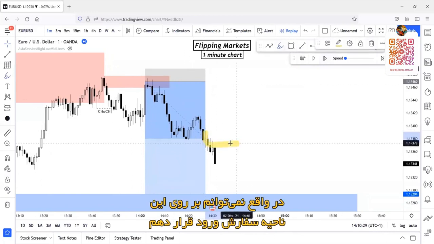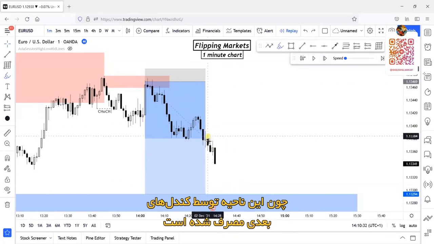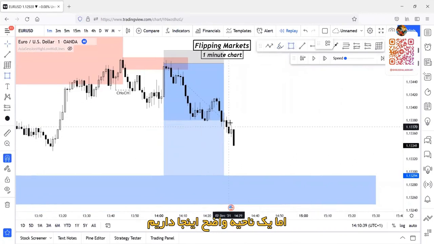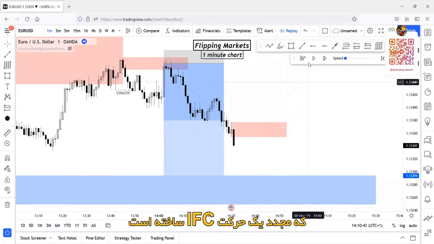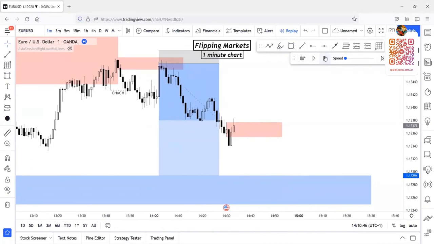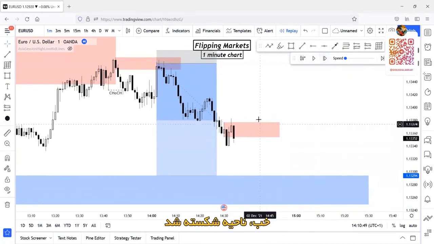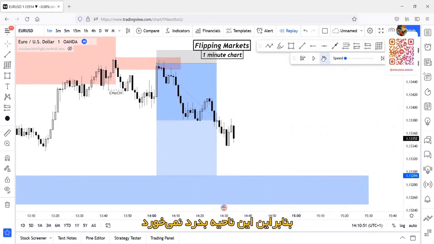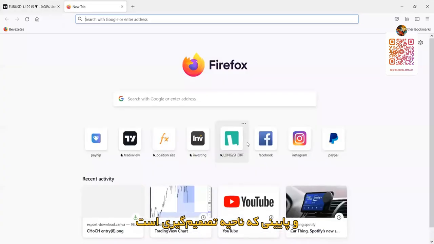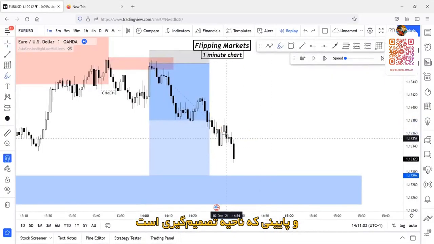Actually, I couldn't set an order on this zone because, as you can see, this is already mitigated by the wicks of the following candles. But we have a clear zone here that created an efficient move again. Okay, that's actually broken, so this is irrelevant. Okay, now we have two zones again, the upper extreme one and the lower decisional one right here.